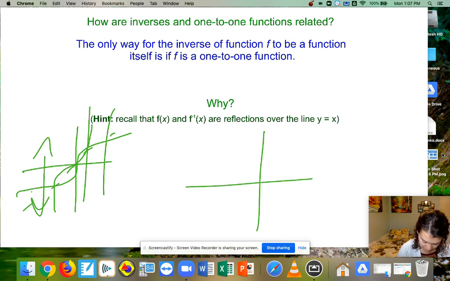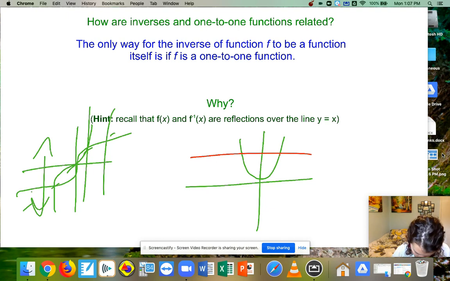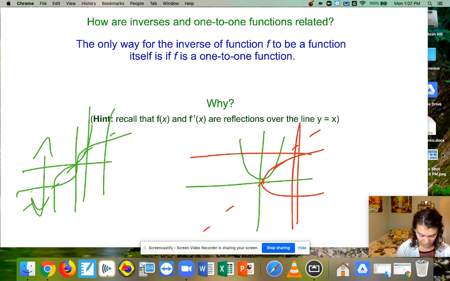But say we had a parabola. This is not 1 to 1 because it doesn't pass the horizontal line test. If I draw a line horizontally like this, I hit twice, so it doesn't work. If I sketch in the y equals x line, your inverse then is something like this. This no longer passes the horizontal line test. So if your inverse is going to be a function, you have to pass both the horizontal and the vertical line test to begin with.